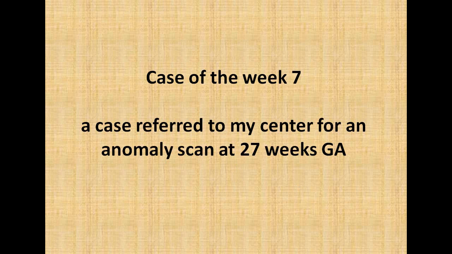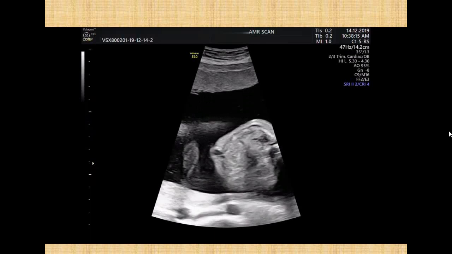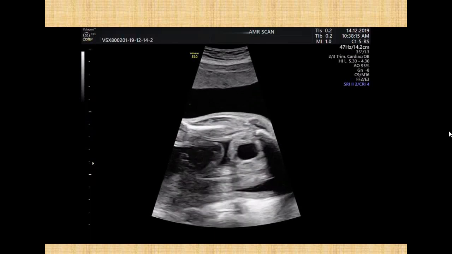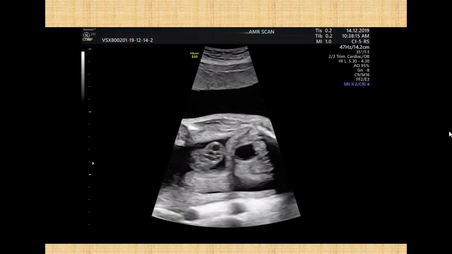This is a case referred to my center for an anomaly scan at 27 weeks gestational age. Here's a clip to show that the fetus is cephalic in presentation.